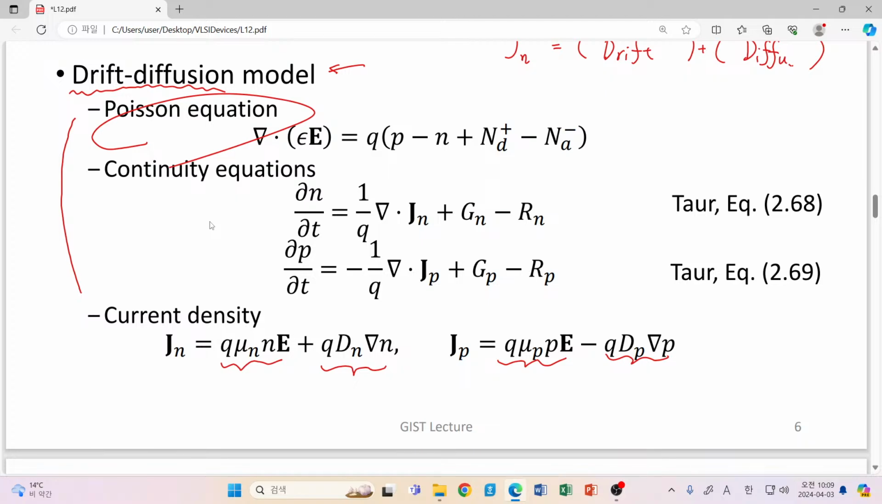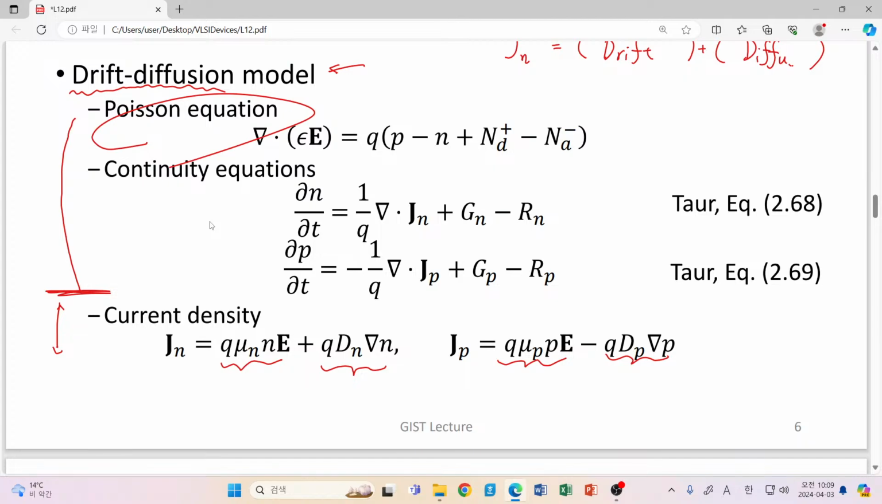Or somebody says that, oh, I will not solve the continuity equation. No, because it is related with the movement of electrons and holes, so you have to consider the continuity equation. Up to this point, everything is so clear, but beyond that point, that is a matter of your choice.